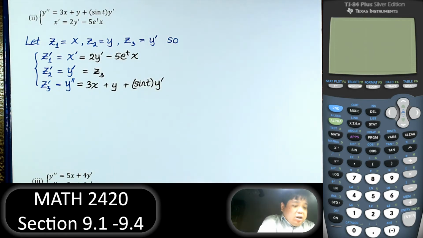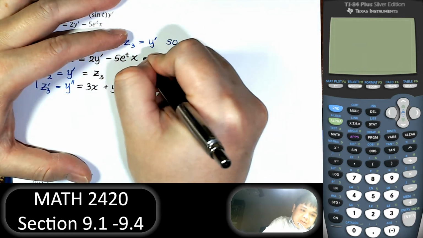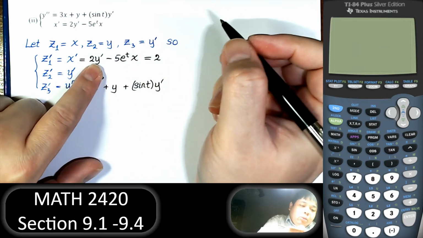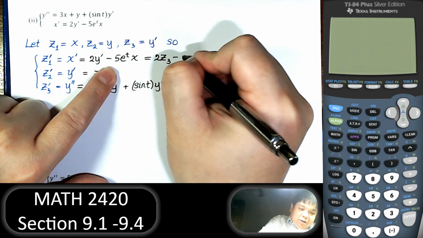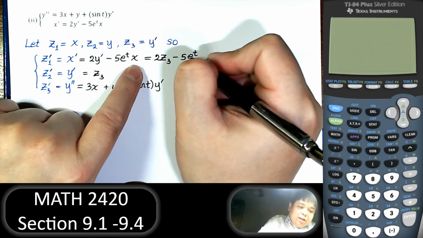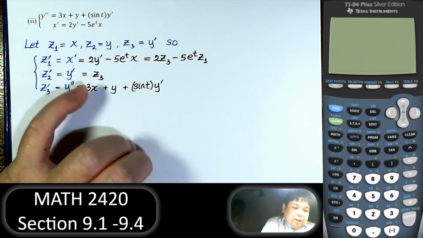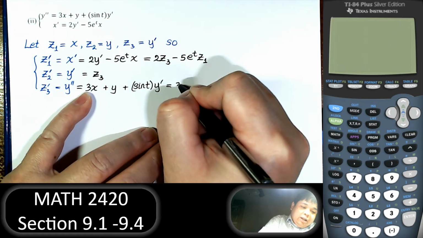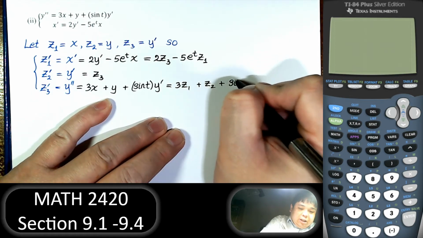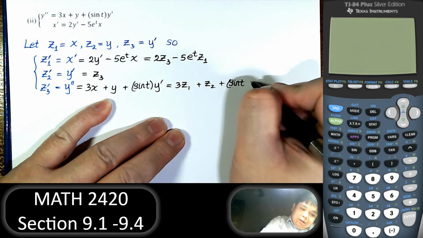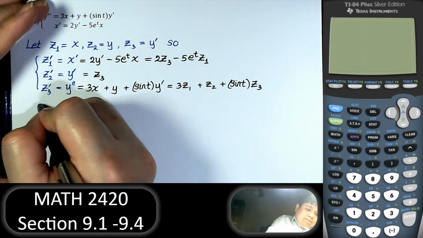Right. Now since the left hand side has only z, we have to write everything on the right hand side in terms of z. 2 y prime is 2 z3, minus 5 e to the t, x is z1. 3x is 3z1, y is z2, plus sine t, y prime is z3, right? And then we just realign them.